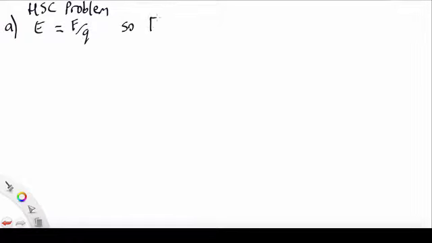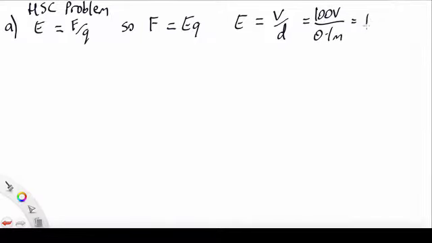So we'll start with that HSC problem, and the first thing we have to do is work out the force on the electron. Now we know that electric field is force per unit of charge, so force is E times Q, and E we're not given, but we're given voltage and distance, so we have 100 volts over 0.1 meters, which gives us 1,000 volts per meter.